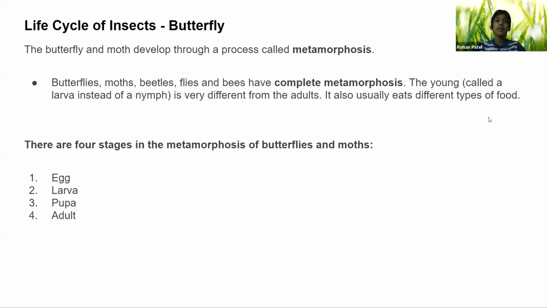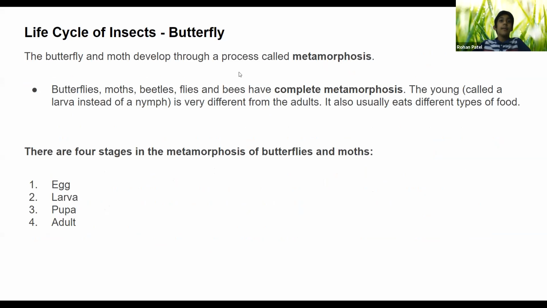Okay, so here we have the life cycle of the butterfly. Butterflies and moths develop through a process called metamorphosis. Butterflies, moths, beetles, flies, and also bees have complete metamorphosis. The young, which is called a larva instead of a nymph, is very different from the adults. It also usually eats different types of food. There are 4 main stages in the metamorphosis of butterflies and moths: the egg, larva, pupa, and adult, which we talked about for complete metamorphosis.